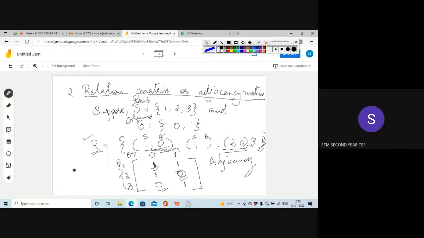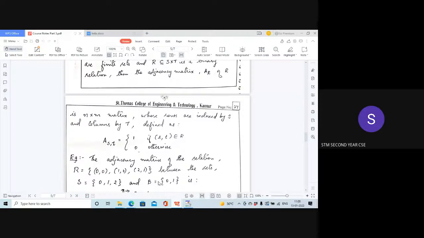Okay. Is it clear? So this adjacency matrix is represented as A of ST. Here the second set is taken as T. I had taken it as B, but here the second set is named as T. So A of ST is equal to 1 if that ordered pair from S to T is an element of R, and if that ordered pair is not present, then you put 0 in that matrix.